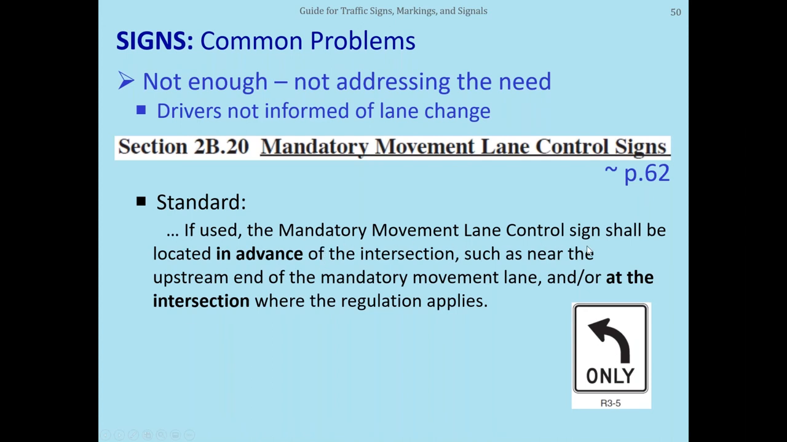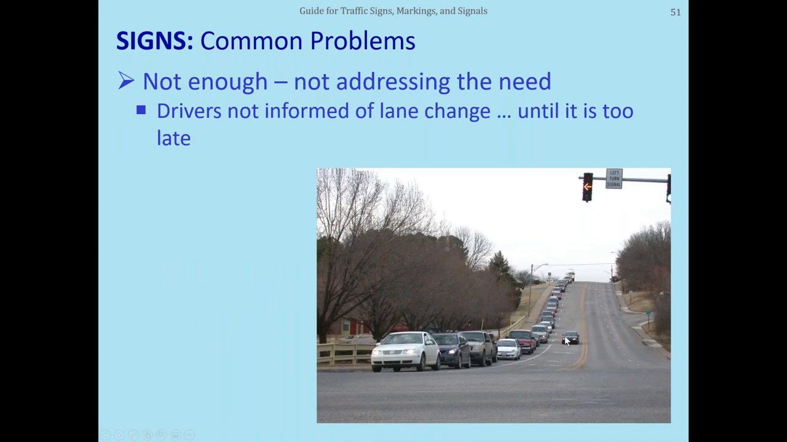The lane control signs should be placed both in advance of the intersection and at the intersection where the mandatory lane movement regulation applies. Here's a case in point. This poor driver popped over the crest of a hill and found themselves in a mandatory left turn movement, but apparently they didn't want to go left. They were kind of left hanging out to dry by the absence of adequate traffic sign information.